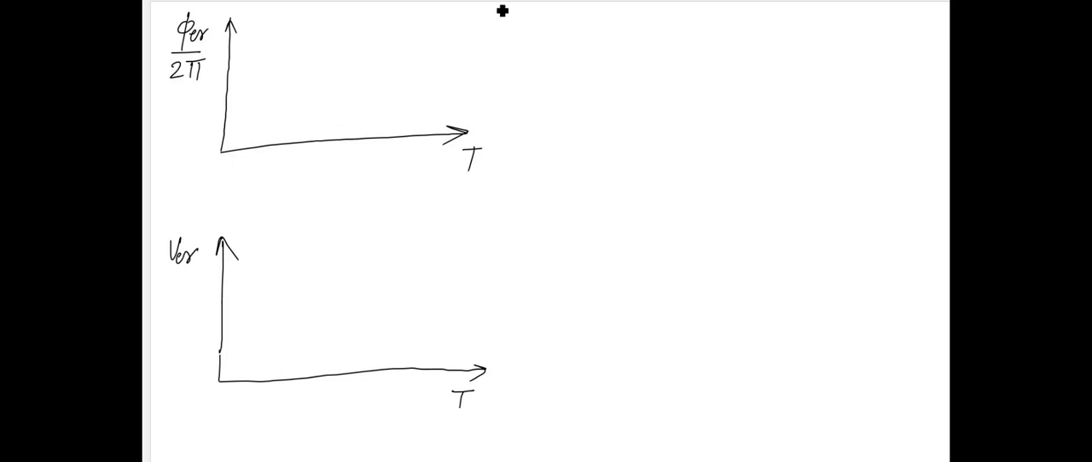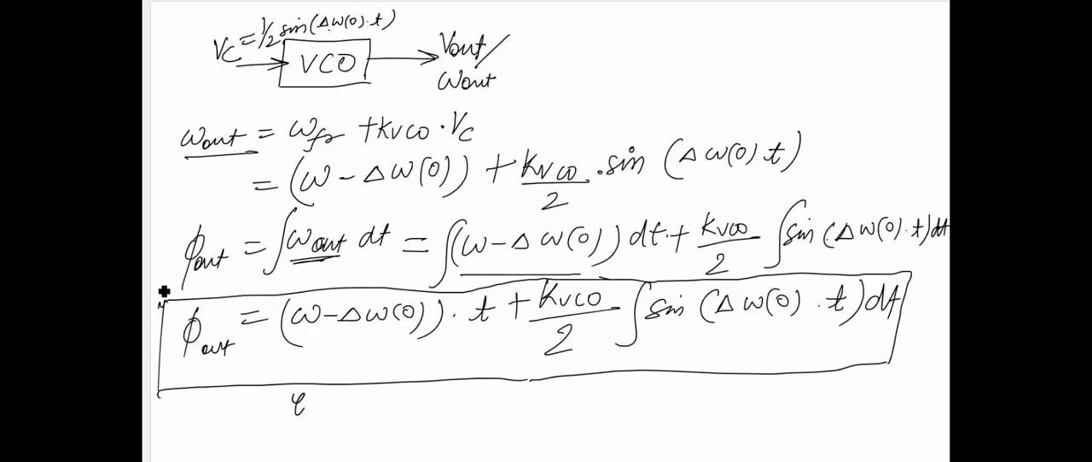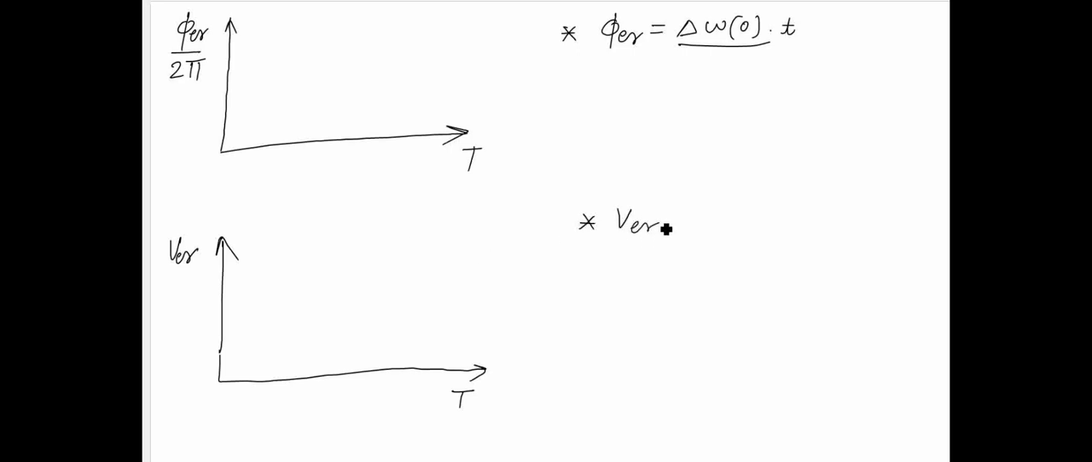What was the first case? The first case was the phi error was equal to del omega 0 t. This was phi error initially when the loop is open. Right now the loop is open and phi error was this much. We saw this already. So what is V error? V error will be 1 by 2 sine phi error t. And what is your phi error? You can see from here. So let's draw it. In this case, with respect to time, this is linear. So it is like this.